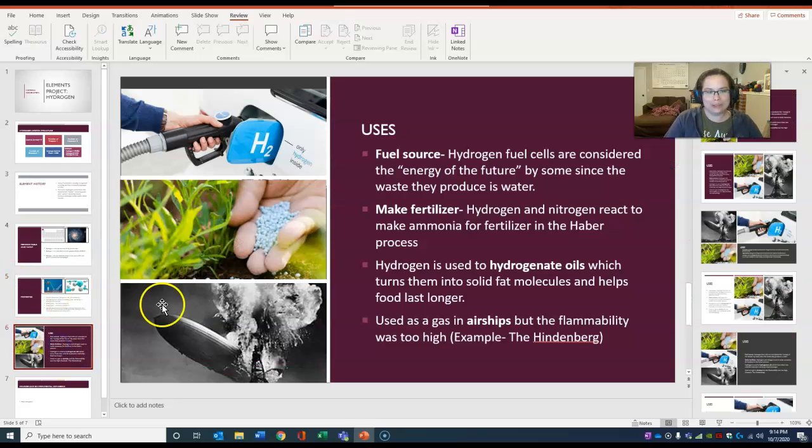I also included some uses, and I included a bunch of pictures because I think that's more interesting. Hydrogen can be used as a fuel source. It can be used to make fertilizer. It can be used to hydrogenate oils, which makes them into fats, which are more shelf stable, so it makes foods last longer. And then because of its low density, hydrogen was used as a gas inside airships, but because of the Hindenburg accident, that was discontinued because it was too flammable.